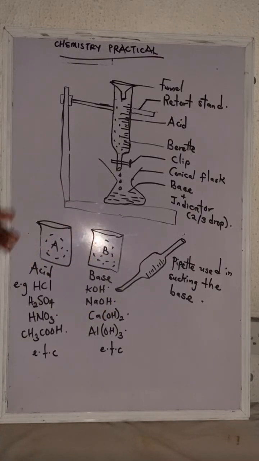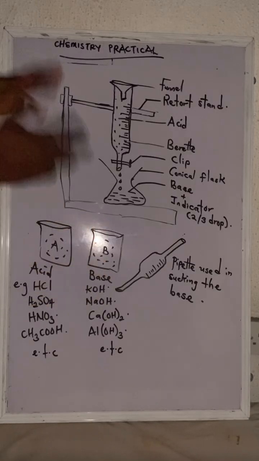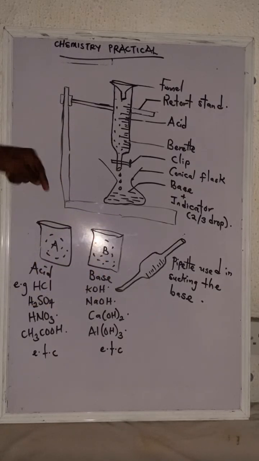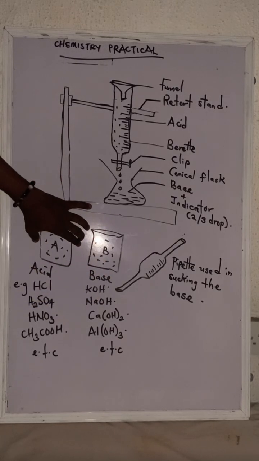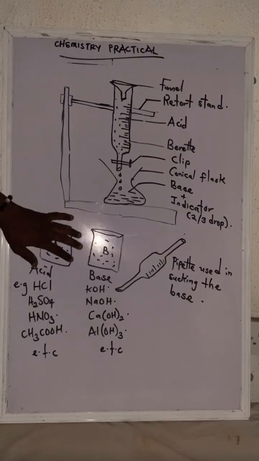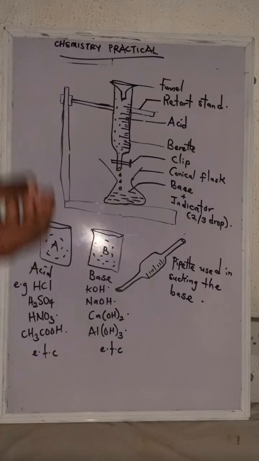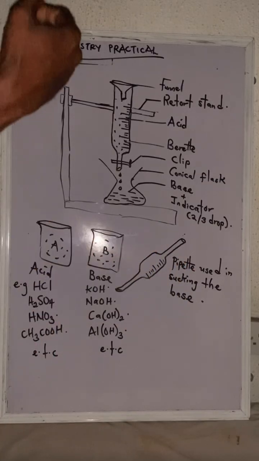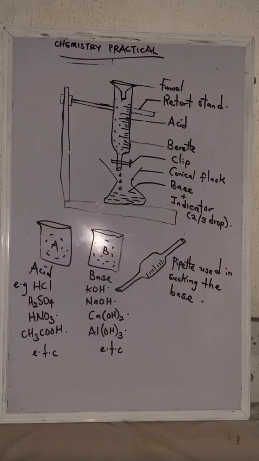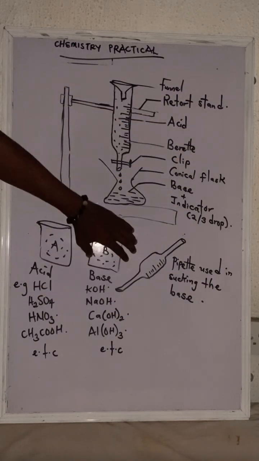The reason why you are washing all these apparatus with the reagent that's supposed to be inside them is because this experiment wants to measure volume. If this beaker is supposed to have an acid and you wash it with water, anytime you now put an acid, the water is going to dilute that acid. So the acid becomes diluted, and you need to get the exact concentration. So the first thing is you have to wash them with the reagent that's supposed to be inside. That's the first precaution.